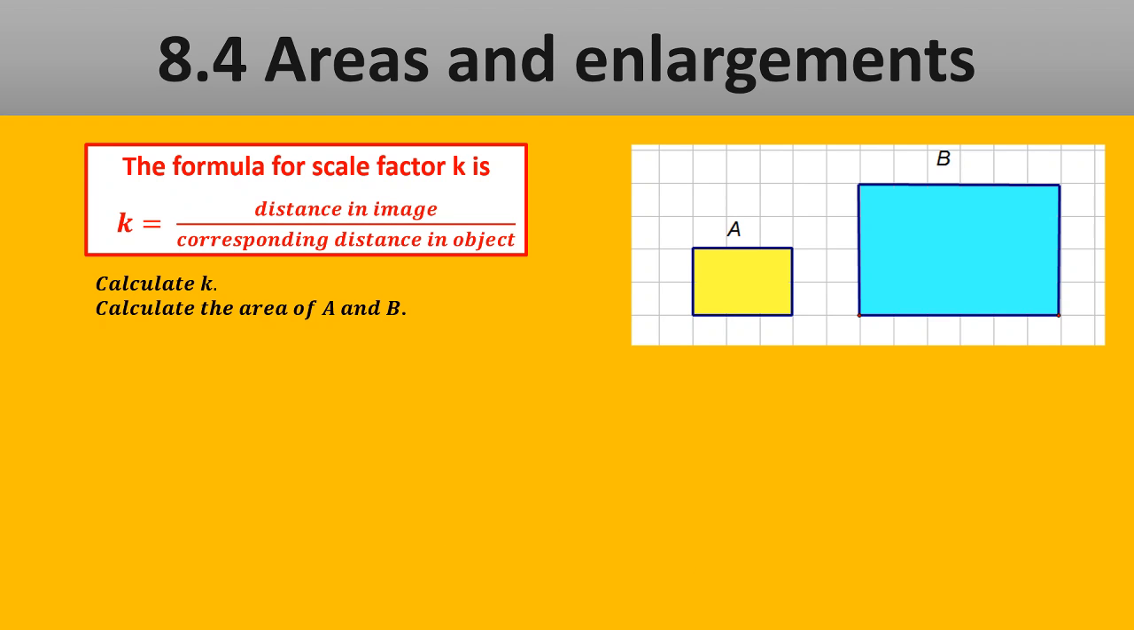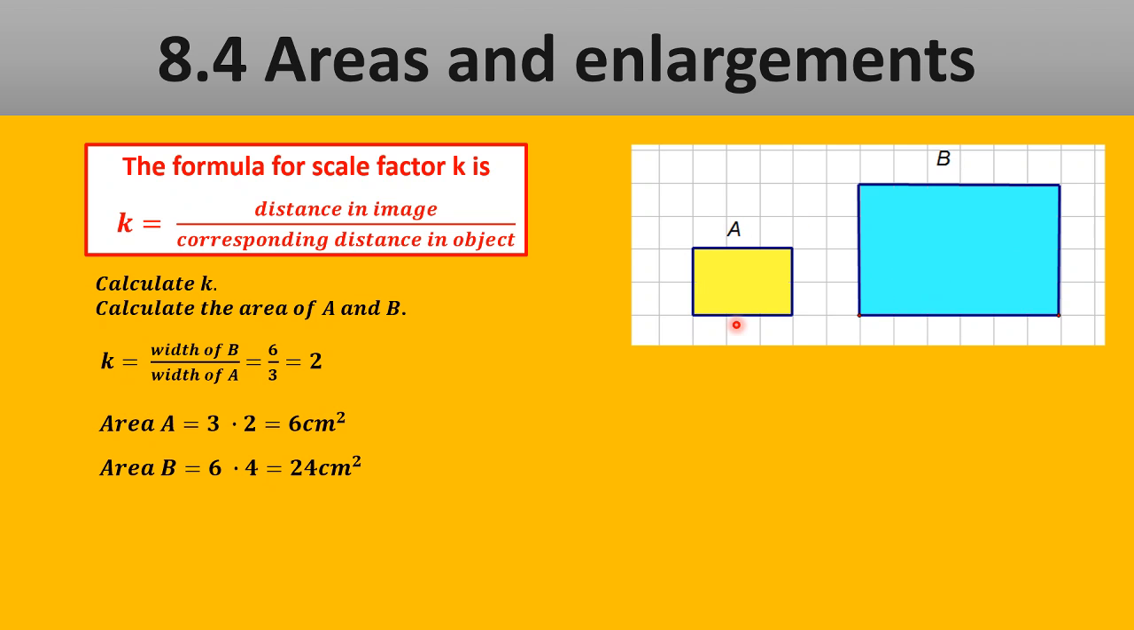The image is the new thing, the object is the old thing. Now let's check those two rectangles to the right here. If we want to calculate K, we can do that in multiple ways here, right? We take the distance of an image and divide it by the corresponding distance in the object. This is the image, this is the object. So 6 divided by 3, or 4 divided by 2. Right? This gives me a scale factor of 2. So every line in B is twice as long as every line in A.